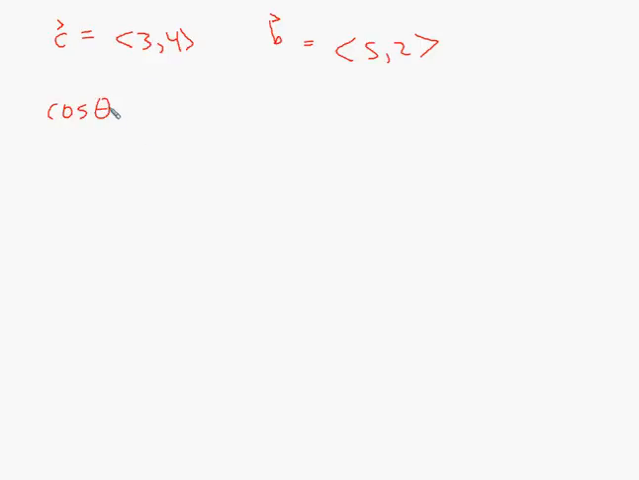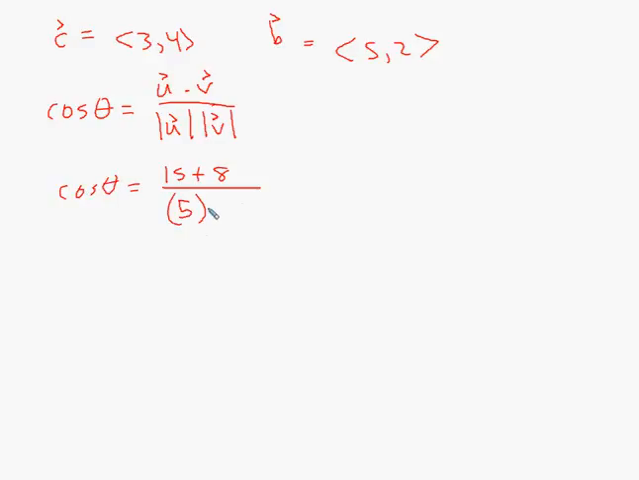So we're going to write our formula. You need to memorize this formula. Vector u dot vector v. Why do you use u? I don't know, because I'm mimicking what the book does. It doesn't matter. The essence is I do the dot product over the magnitudes. That's how you do it. So our dot product is going to be 15 plus 8. Our magnitude of C is going to be 5. And our magnitude of B is root 29.